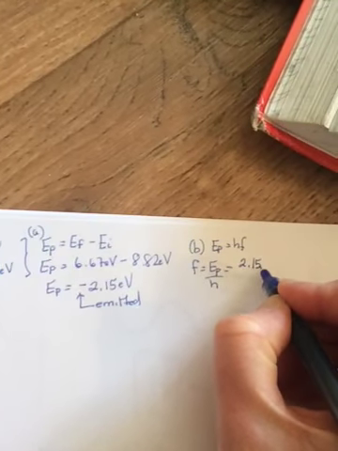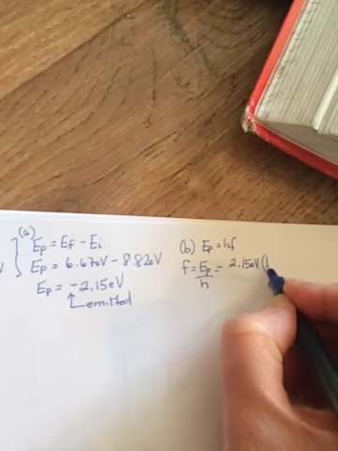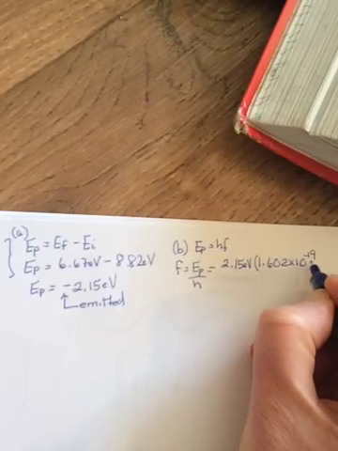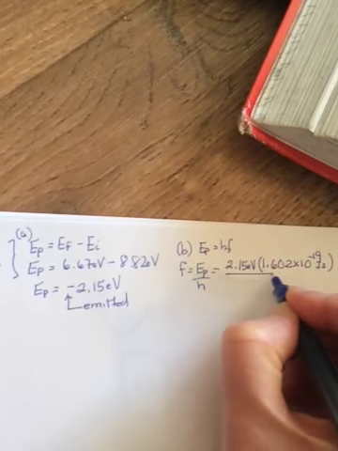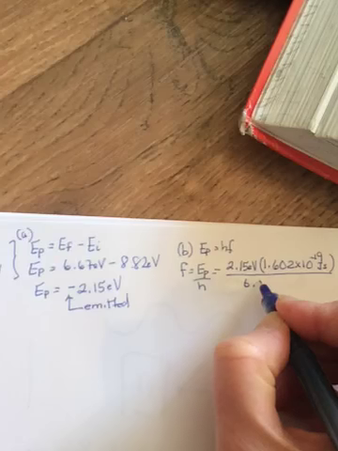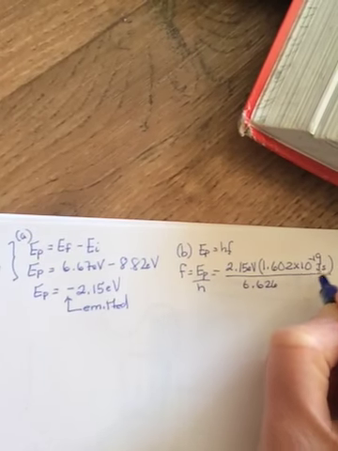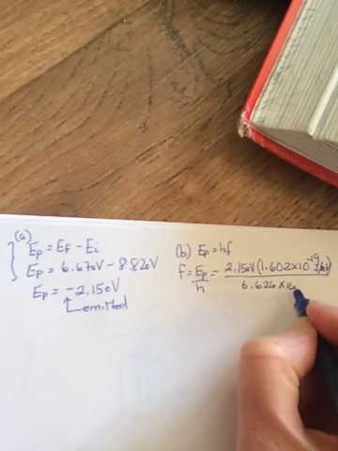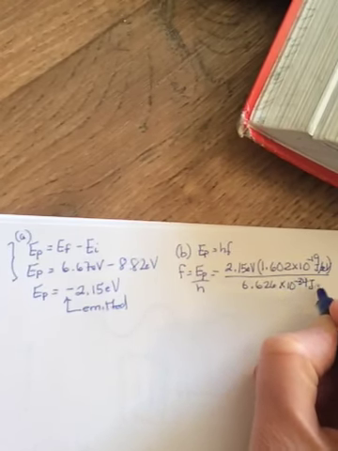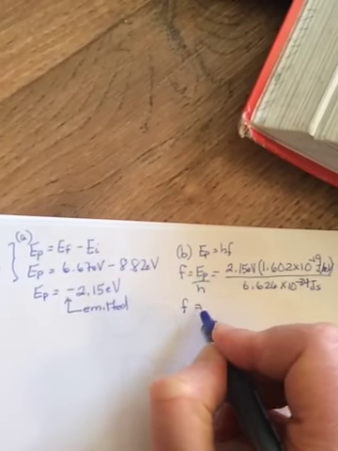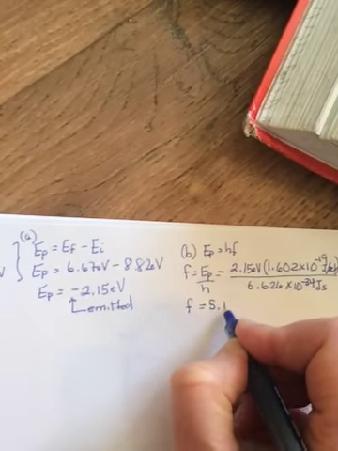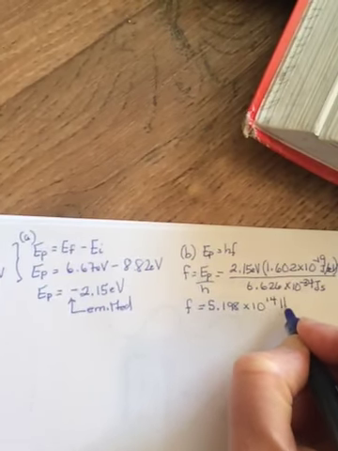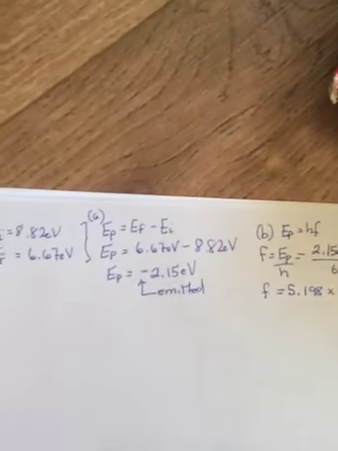So 2.15 electron volts, we have to change it to joules. So 1.602 times 10 to the negative 19 joules per electron volt, divided by 6.626 times 10 to the negative 34. This one's joule seconds. And when you do this, you get a frequency of 5.198 times 10 to the 14th hertz. Okay, so that's number 2.